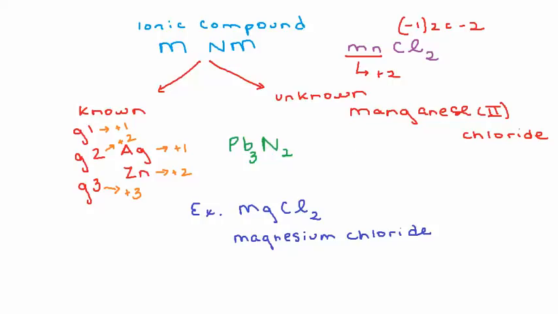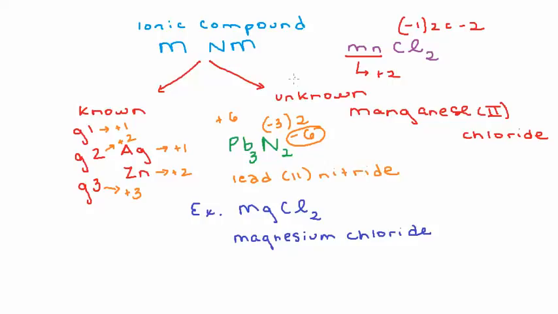Well, if you notice, nitrogen has a -3 charge. Since there are 2 of them, that means nitrogen contributes a total of -6, because nitrogen has a -3 charge. Lead, however, needs to have a total charge of +6 so that it can cancel out this -6. Well, since I have 3 leads, that means each lead must have a charge of +2. So when I write the name of this, it's going to be lead (II), and then I just finish writing it. So it would be nitride.